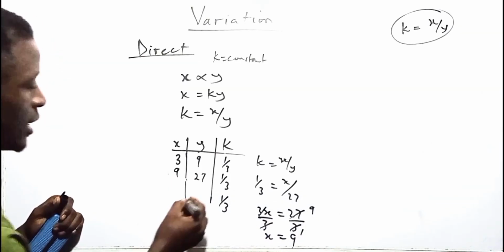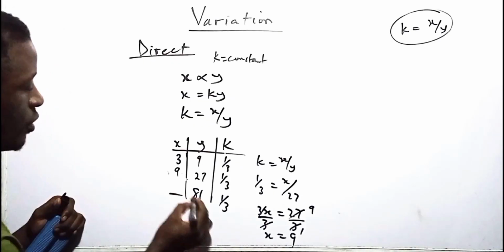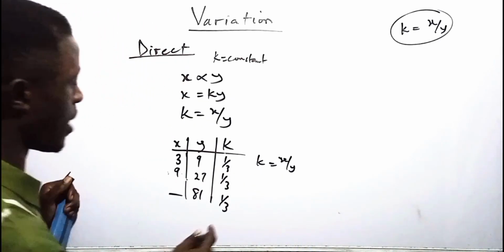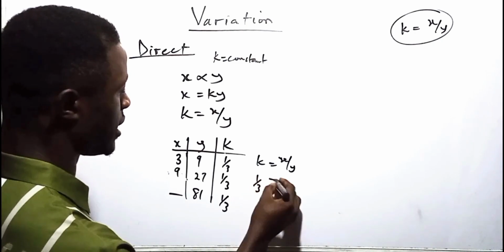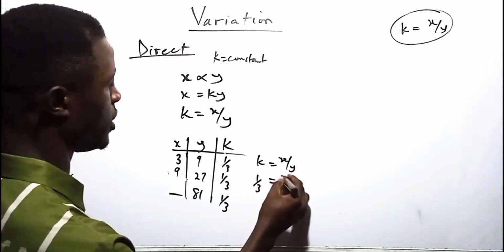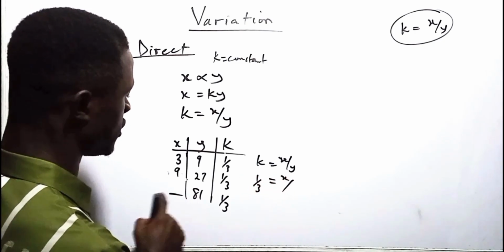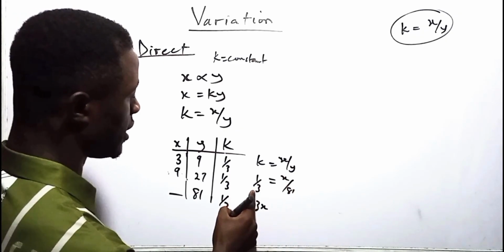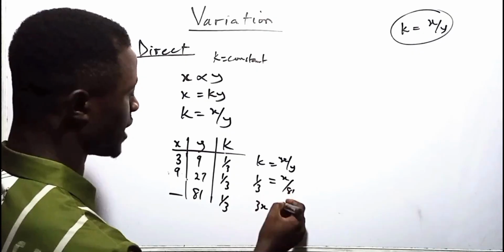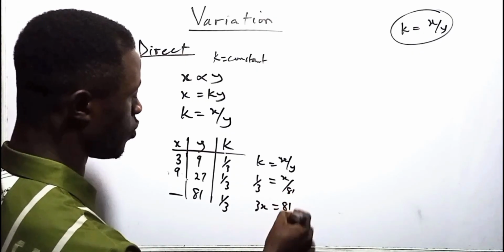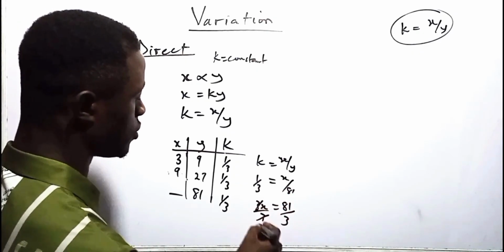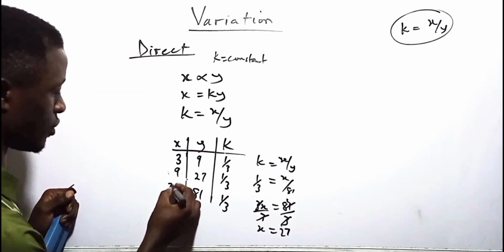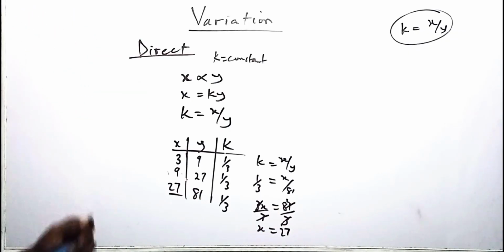Do you get that? Now let's assume that you have 81 here. What will be your new value of x? You are still going to use k is equal to x over y. So you already know that k is 1 over 3. x, you don't know it, but you know y for this particular row is 81. So you cross multiply. 3 times x will be 3x. Then 1 times 81 will be 81. So you divide both sides by 3. This will cancel this. x is equal to 81 divided by 3, which is 27. So the value of x here is going to be 27.